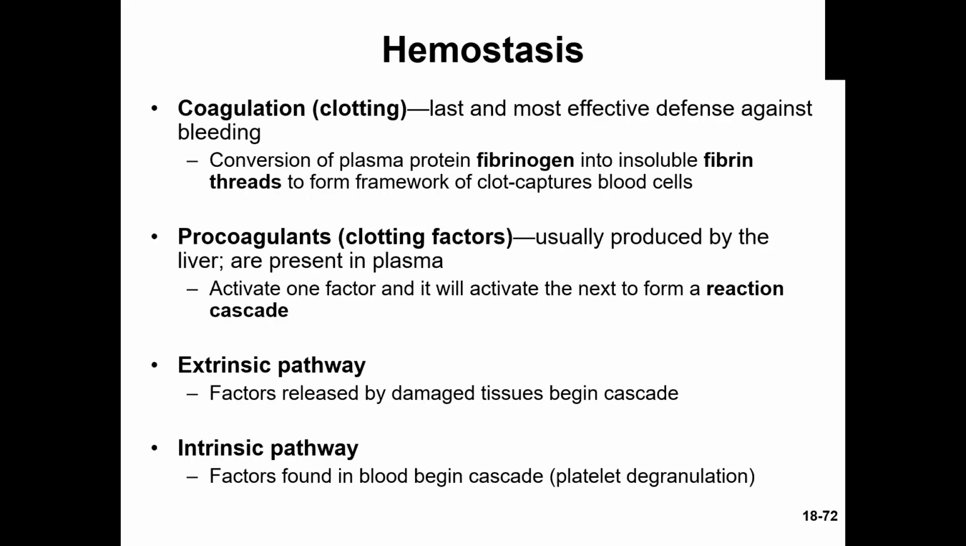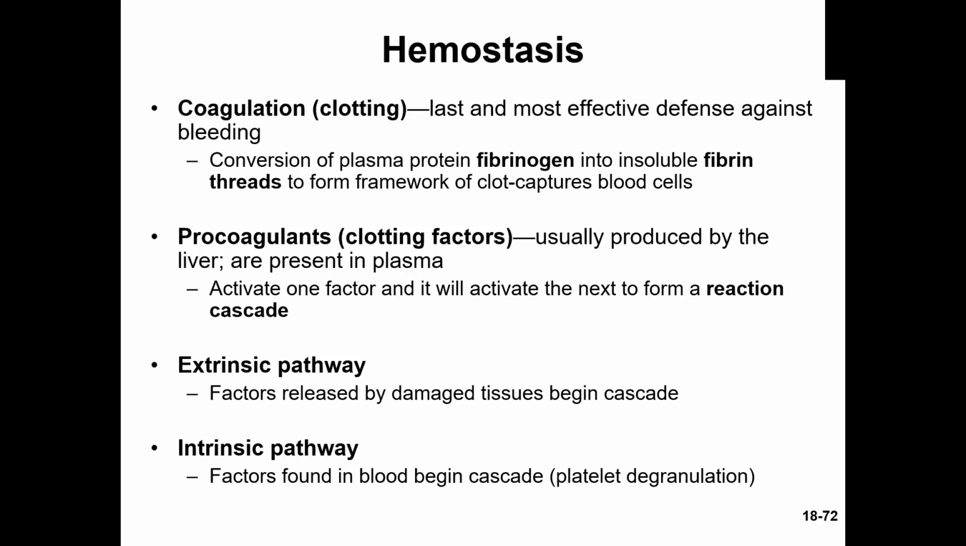So then within the coagulation process, there is a conversion of fibrinogen. Remember, we heard that word. It's in plasma, not in serum, into something that's insoluble: fibrin threads to form the netting that will capture the cells. Procoagulants or clotting factors, these are usually produced by the liver. We learned about a couple of them, and they're present in the plasma. They will activate one factor and it will activate the next to form a reaction cascade.